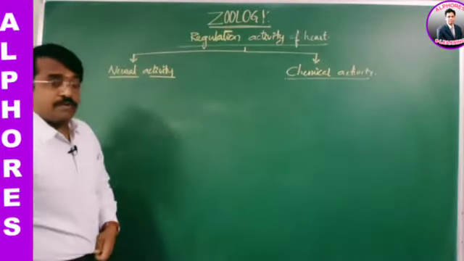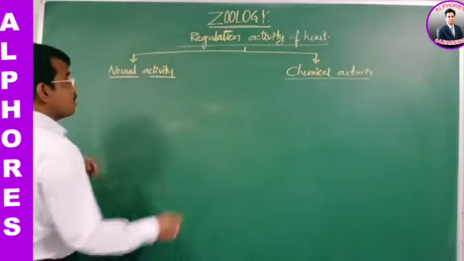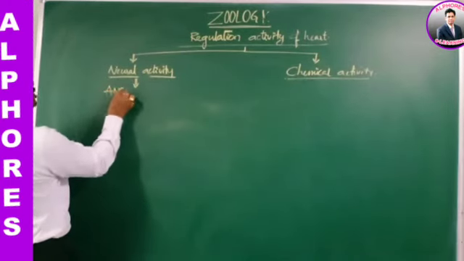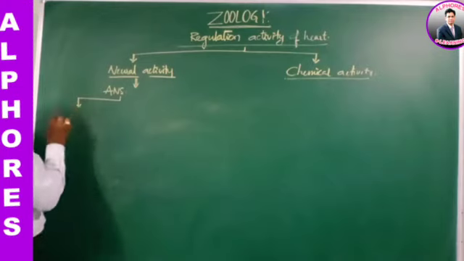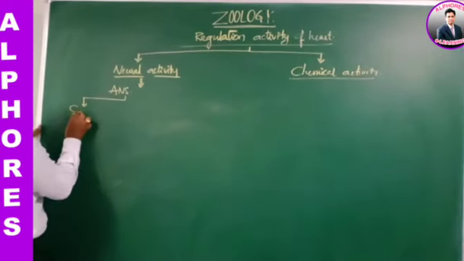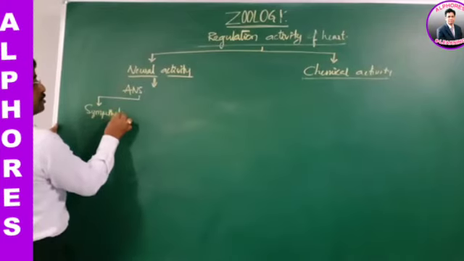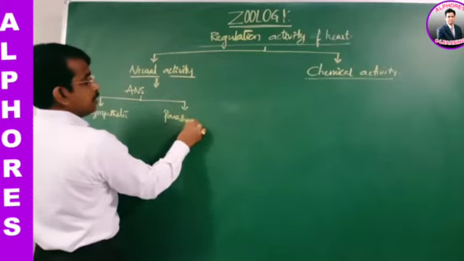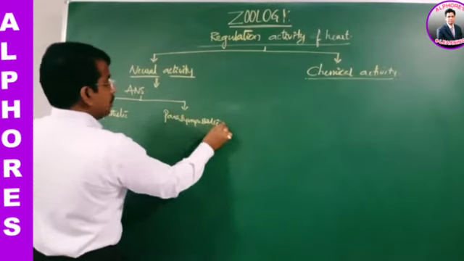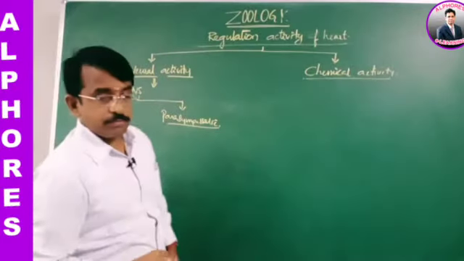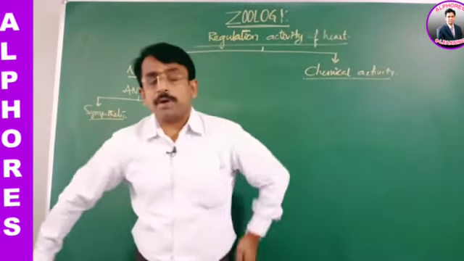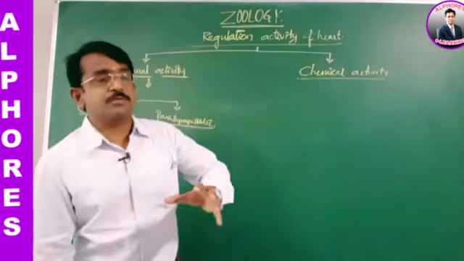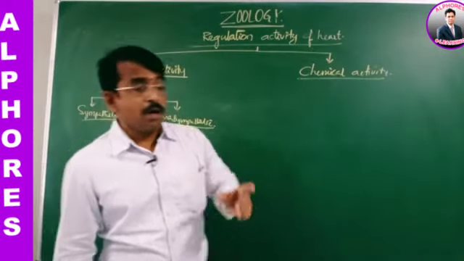Neural activity, the activity by means of the neurons. Generally, under neural activity we discuss the autonomic nervous system. The autonomic nervous system has two components, the sympathetic nervous system and the parasympathetic. These are the two components of the autonomic nervous system, which is said to be the accelerator and brake system. Recall your memory.